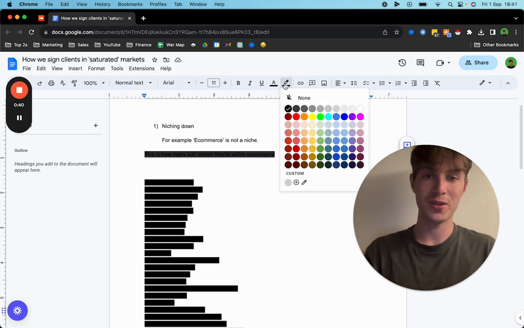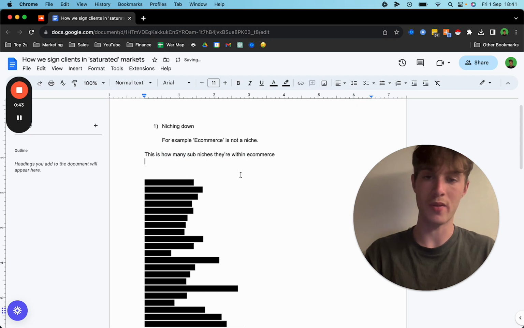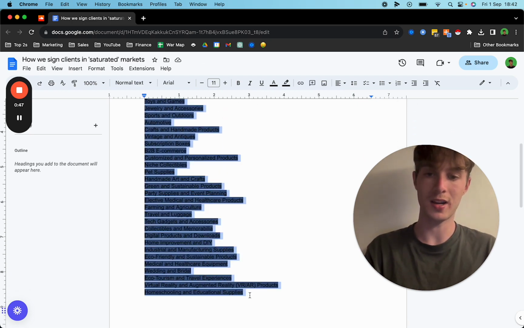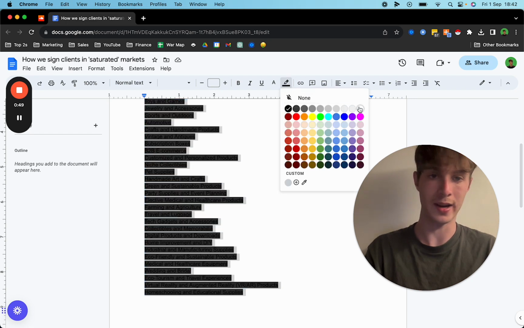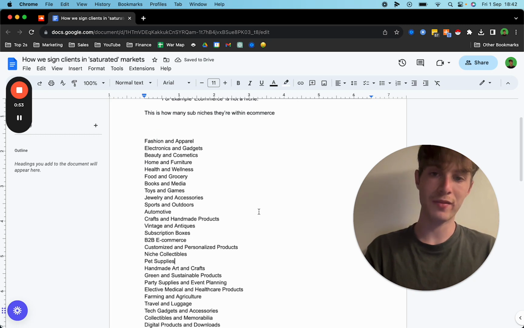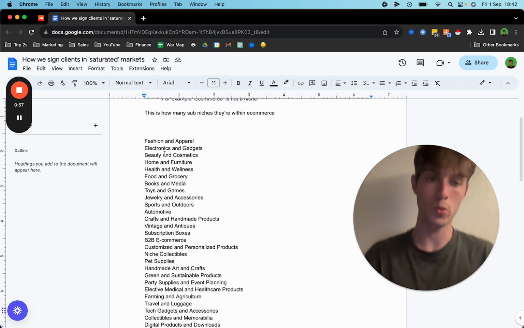So to really highlight this, I just wanted to go over how many sub-niches there actually are within something like e-commerce. Like you can see the list here, it's endless, it's crazy. I think there's about 35 here. Every single decision maker in one of these sub-niches will have a completely different set of pain points, set of goals, and they'll be completely different to market to.